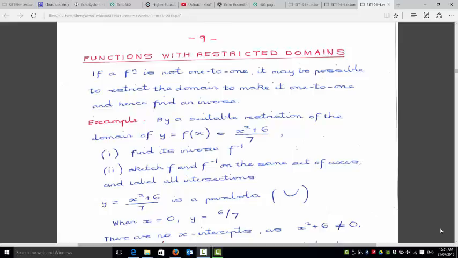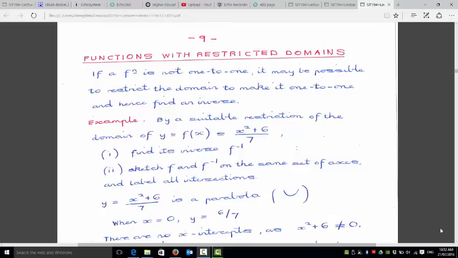Okay, let's continue our class. We will discuss functions with restricted domains. In the last class, we discussed one-to-one functions and the inverse function of the original function.